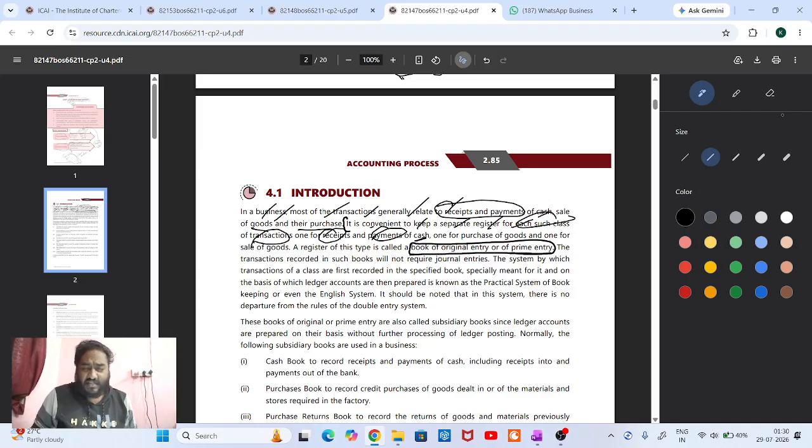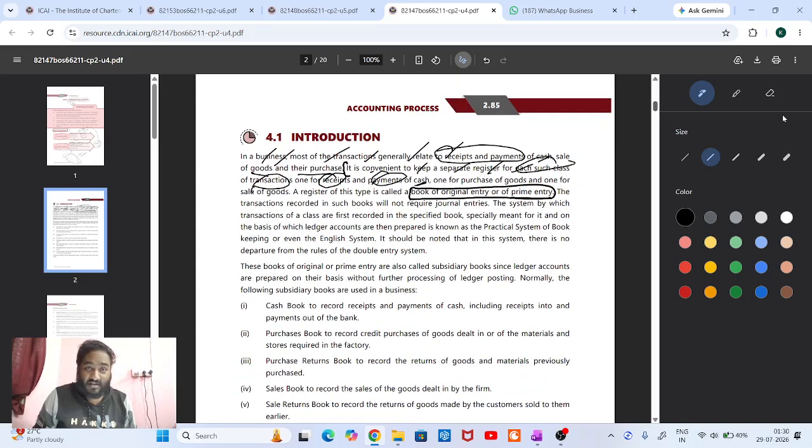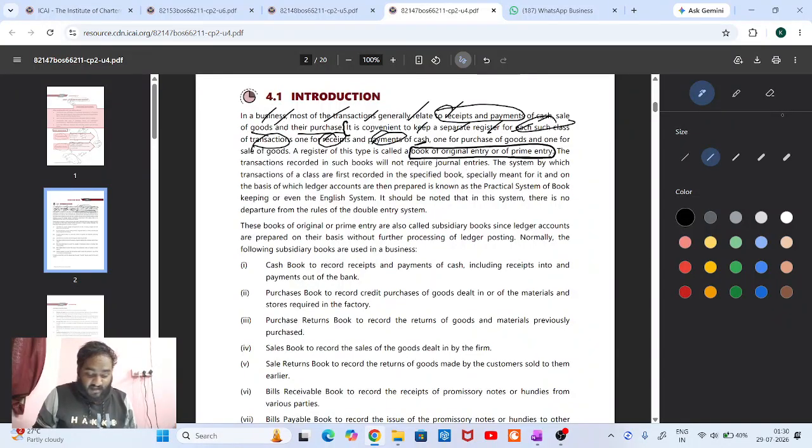Basically, they are trying to say it is better and convenient to maintain separate books of accounts, like for purchases, for sales, for purchase returns. These are the list I'm going to make you remember. And one for the sale of goods. A register of this type is called a book of original entry or of prime entry.